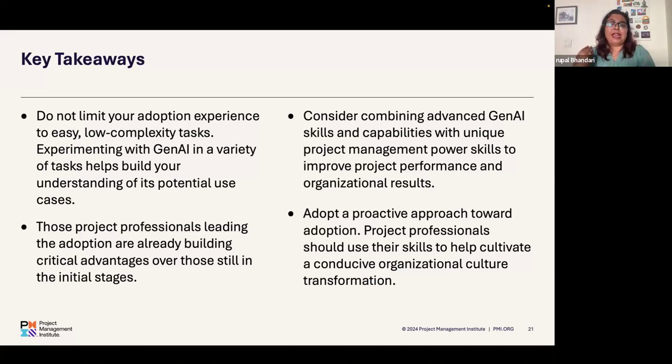And adopt a proactive approach towards adoption. Be very, very forthright in trying to do these things. Don't wait for someone to come and tell you, hey, we as an organization want you to use AI. Only then you start using it, right? So don't wait for your organization to catch up all the time.